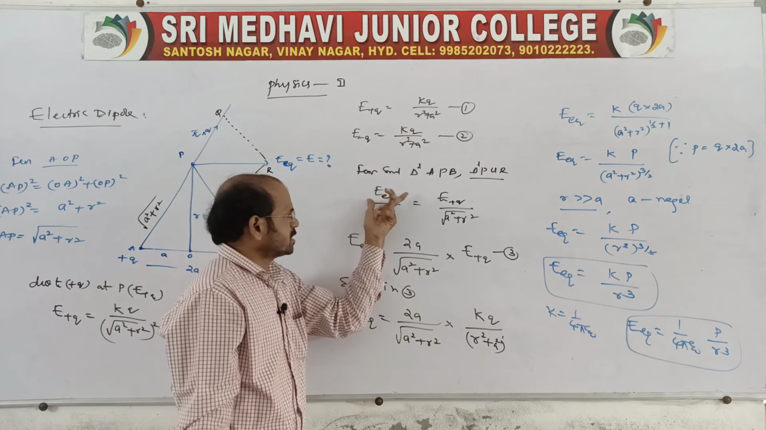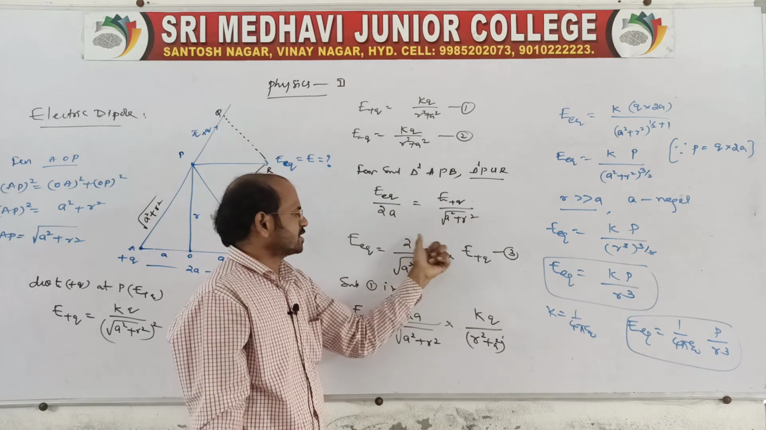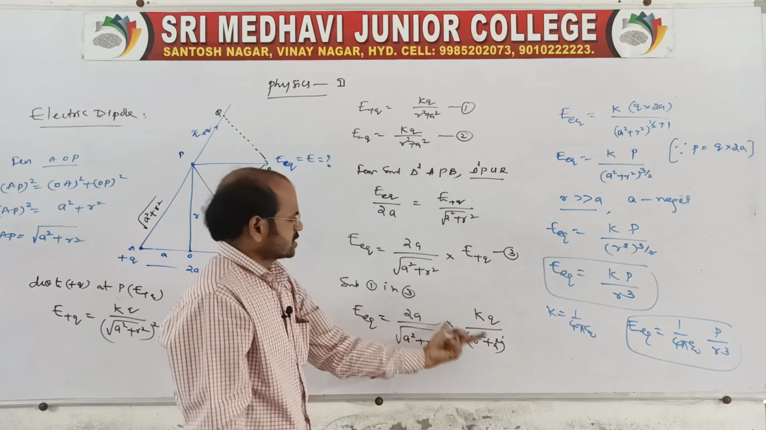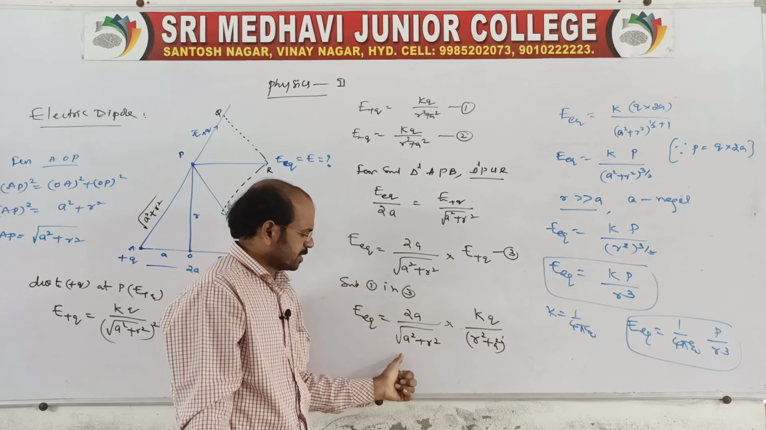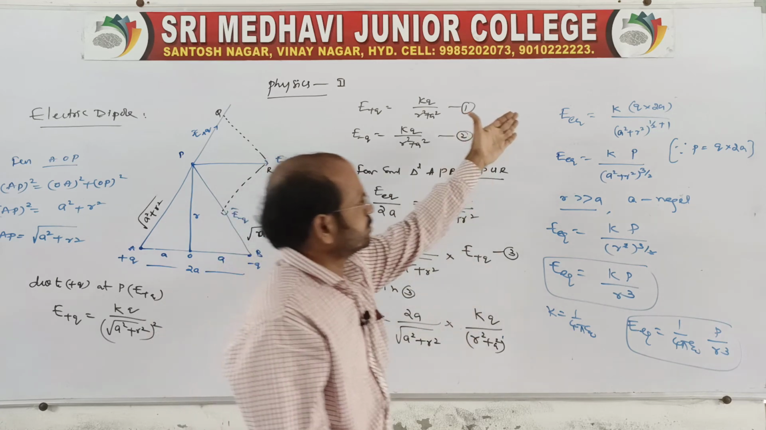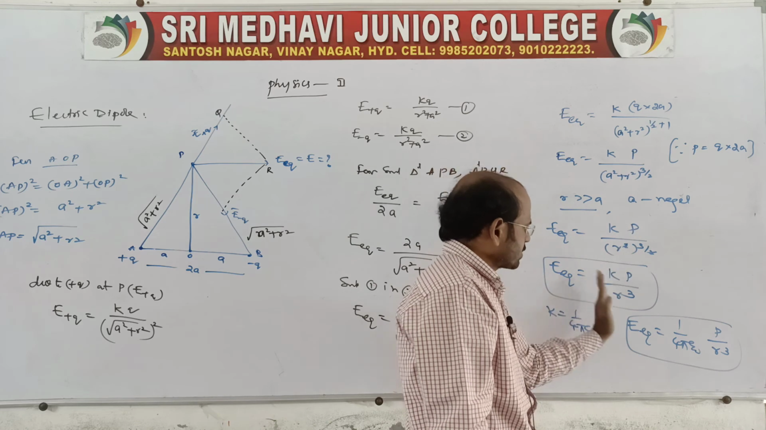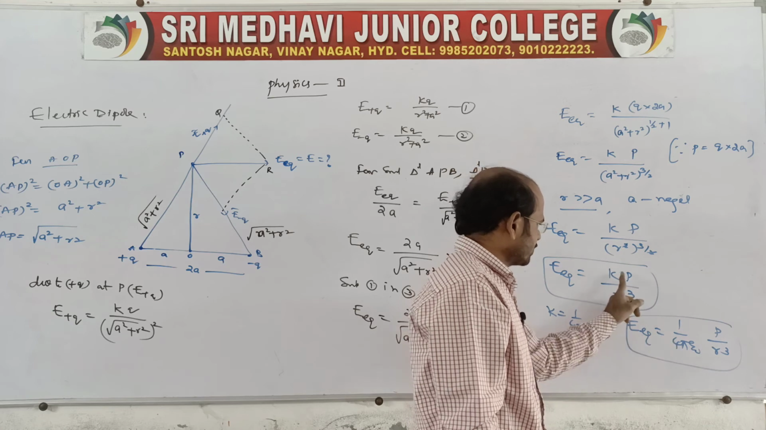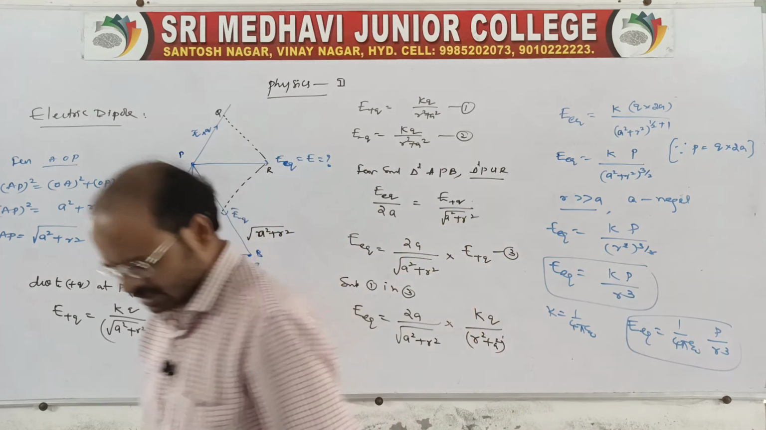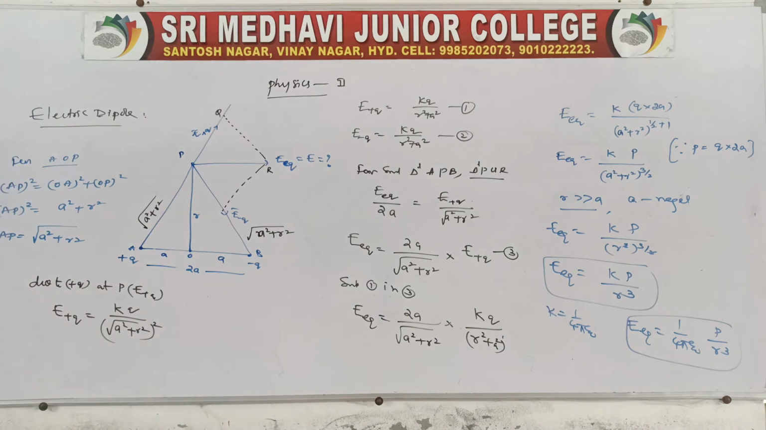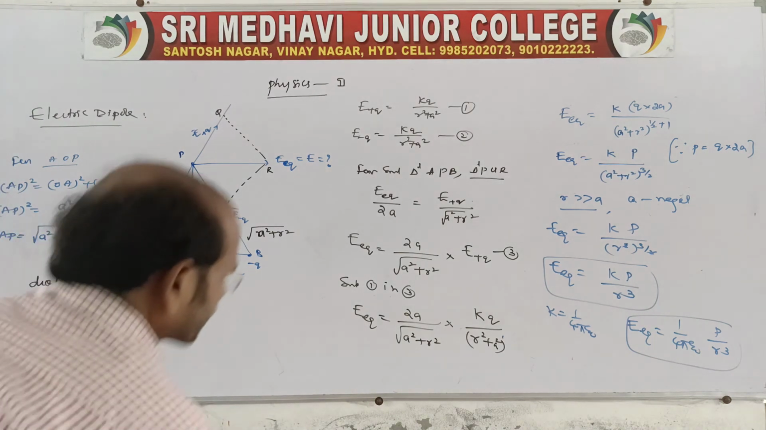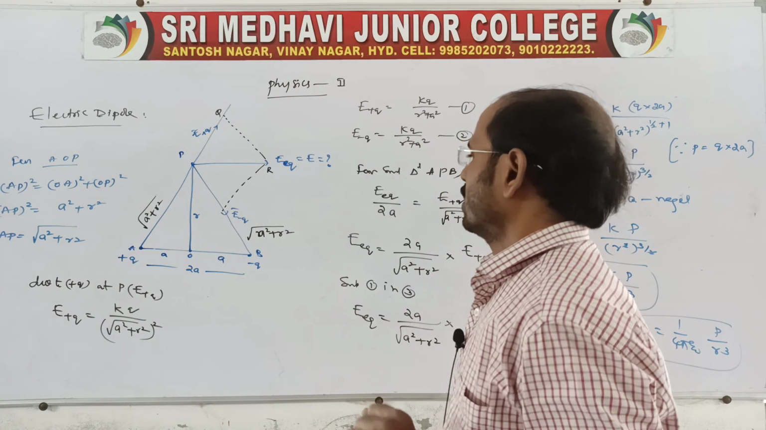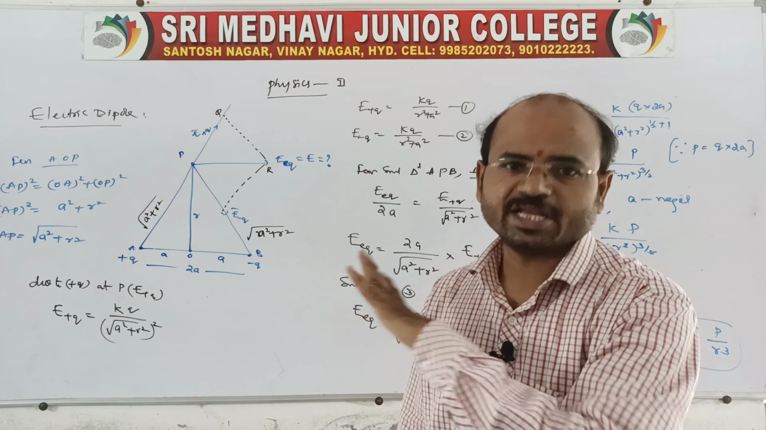So we should get E equatorial. You keep E equatorial as the subject, and the rest you take by cross multiplication: 2A by root over A square plus R square into E plus Q. We know the E plus Q value, substitute here, and E equatorial is equal to 2A by root over A square plus R square into this. Then by simplification, following simple mathematical steps, on the equatorial line it is KP by R cube. We also know K is nothing but 1 by 4 pi epsilon naught. Substitute those values, and the final expression will be like this. Clear? These are the two relations, on the axial line as well as on the equatorial line.